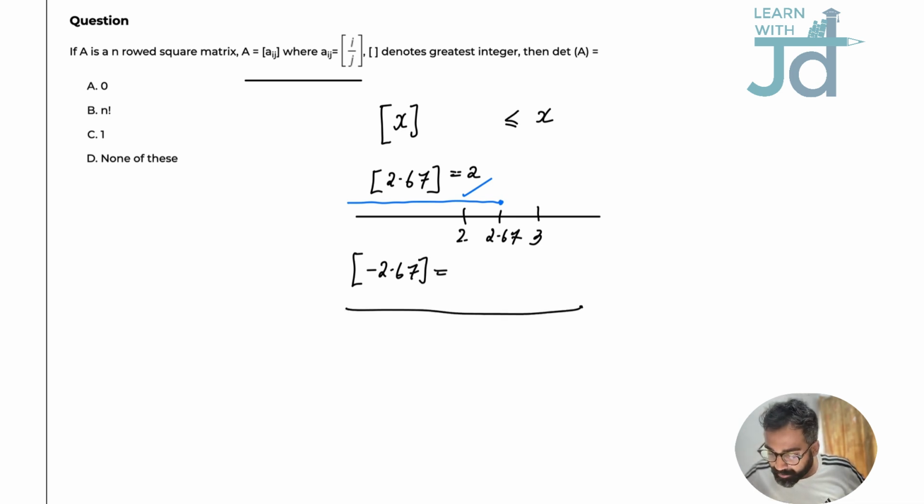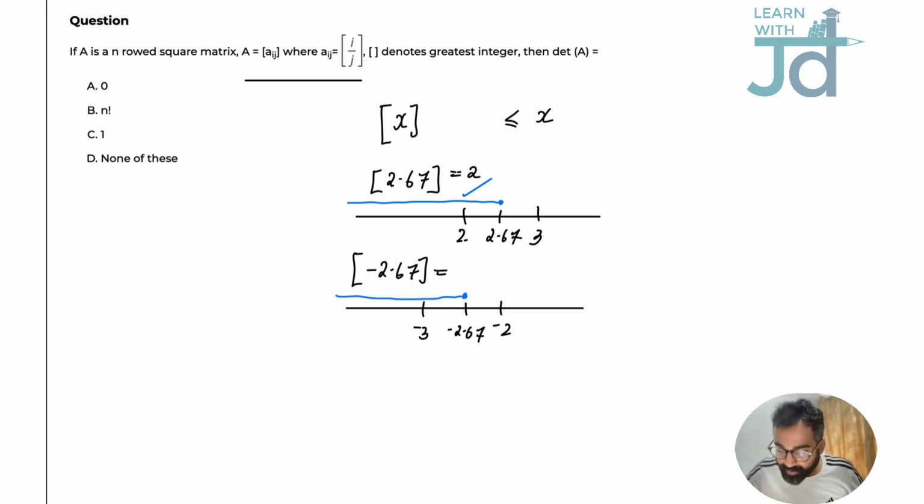So again you have to draw the number line and be very careful. Minus 2, minus 3, so here is minus 2.67. Now again I am asking for the greatest integer which is less than or equal to that particular value, that is whatever is inside the square bracket. Square bracket denotes the greatest integer function. There will be a lot of integers, but the greatest integer which is less than or equal to that x in the number line is minus 3. So understand, it is minus 3.